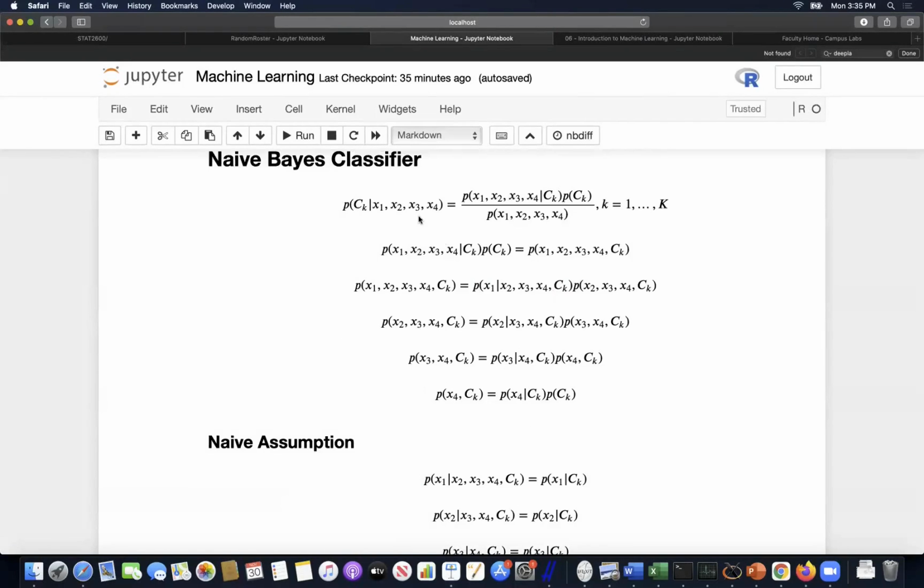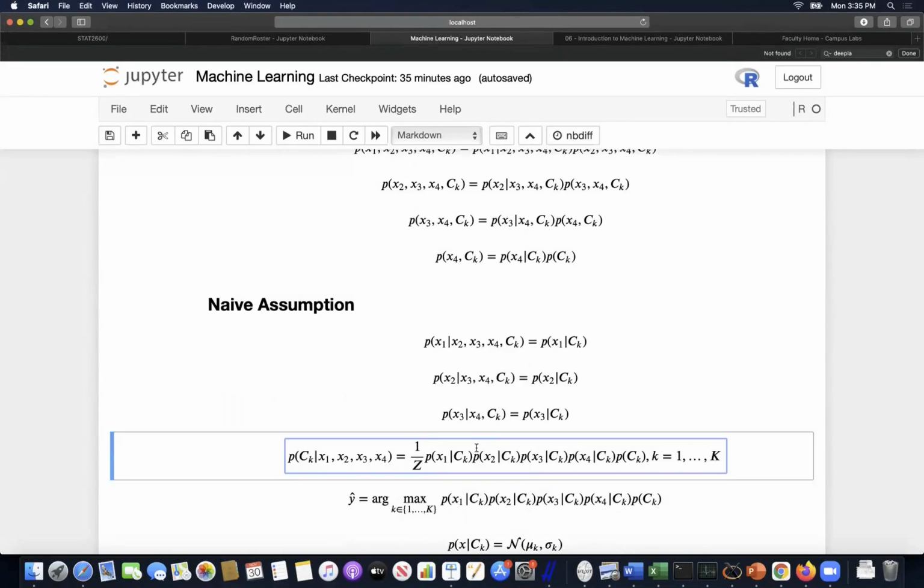This is your formula. And this is a constant. We are just going to call that capital Z. We don't care about it. And this term, we are just expanding it using these formulas and these assumptions. So in the end, this is what you're going to get: a constant, 1 over a constant, P of x1 given ck. This is this term, after making the naive assumption, then P of x2 given ck, x3 given ck, x4 given ck, and P of ck.